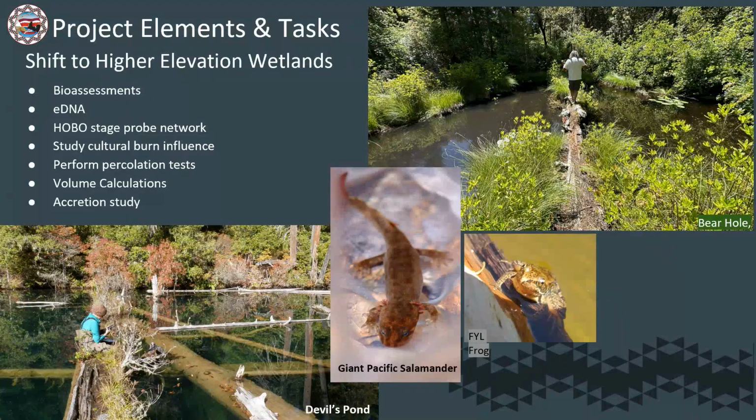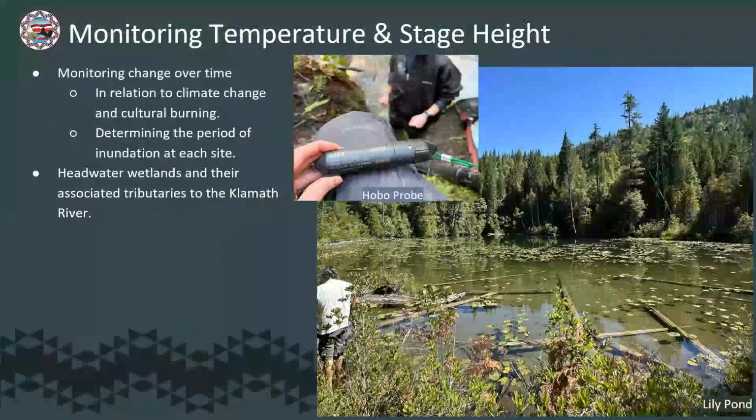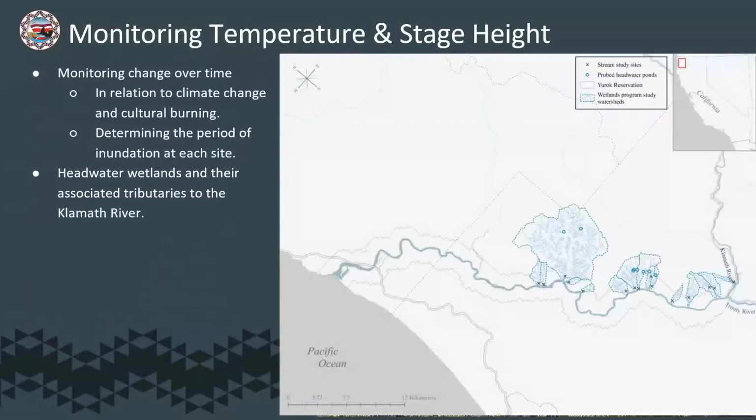Benthic macroinvertebrates and eDNA surveys occurred from 2019 to 2023 to determine the health of the streams that stem from the wetlands to feed the Klamath River. We can determine drought resistance from these BMI species that are present. Hobo pressure transducers are deployed at each site, continuously measuring the temperature and pressure over time, recording every 2 hours. And we currently have 11 wetland pond sites and 10 creek sites that are all on the upriver portion of the Yurok Reservation.